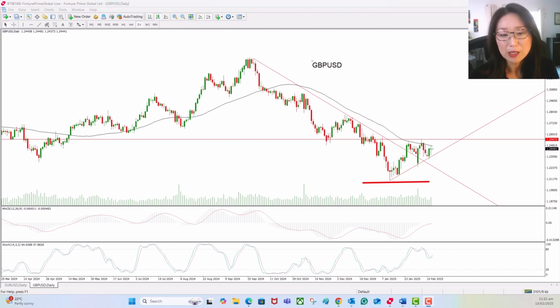So I believe the US dollar would still go stronger. One is because Donald Trump's tariff policies will likely put upside pressure on global inflation. And the second, US CPI data accelerated again in January.